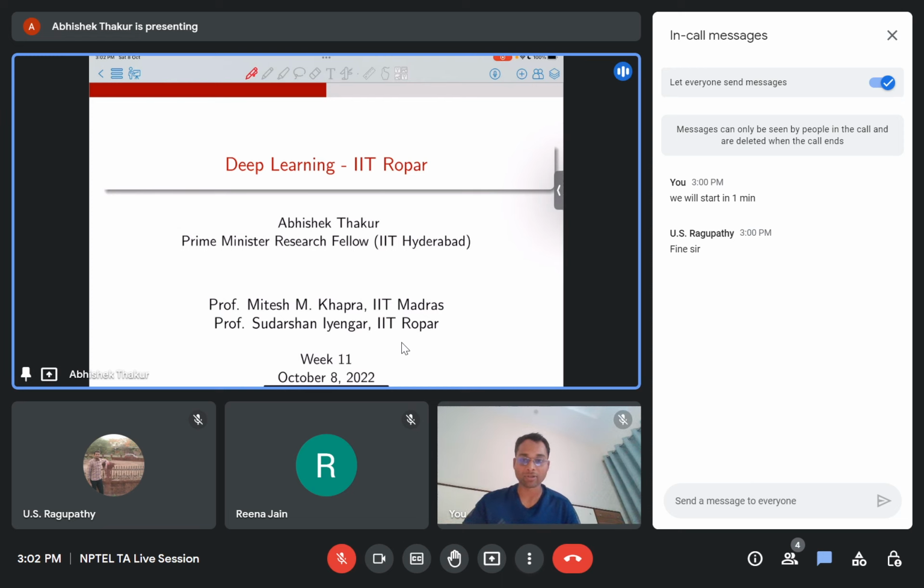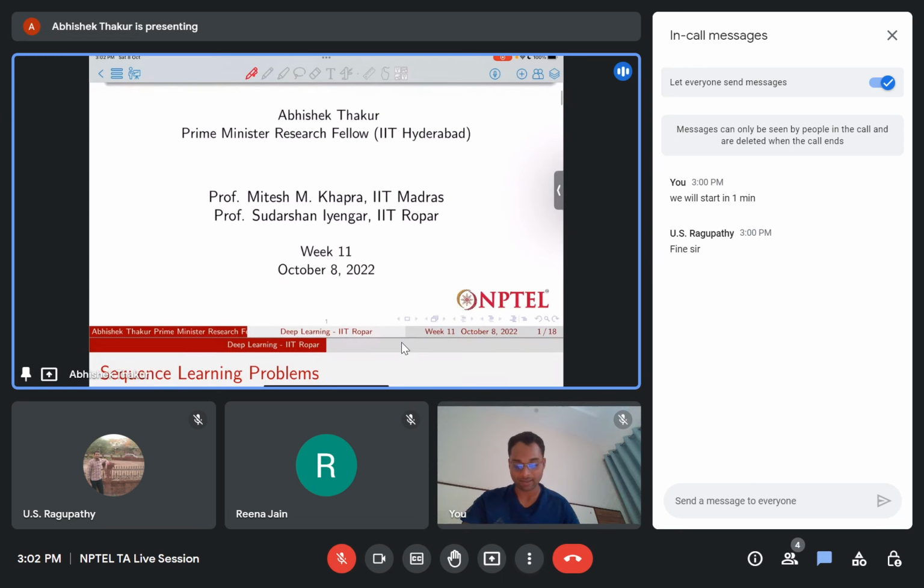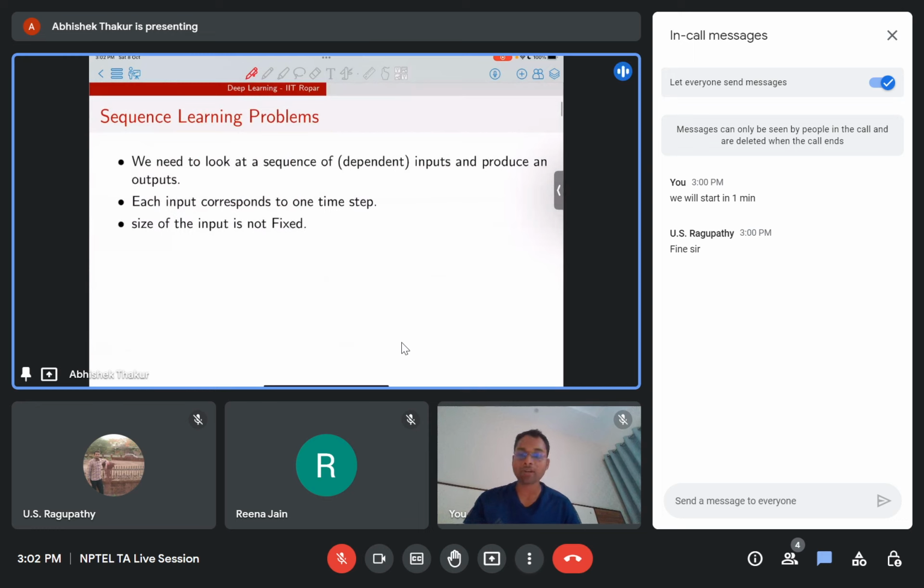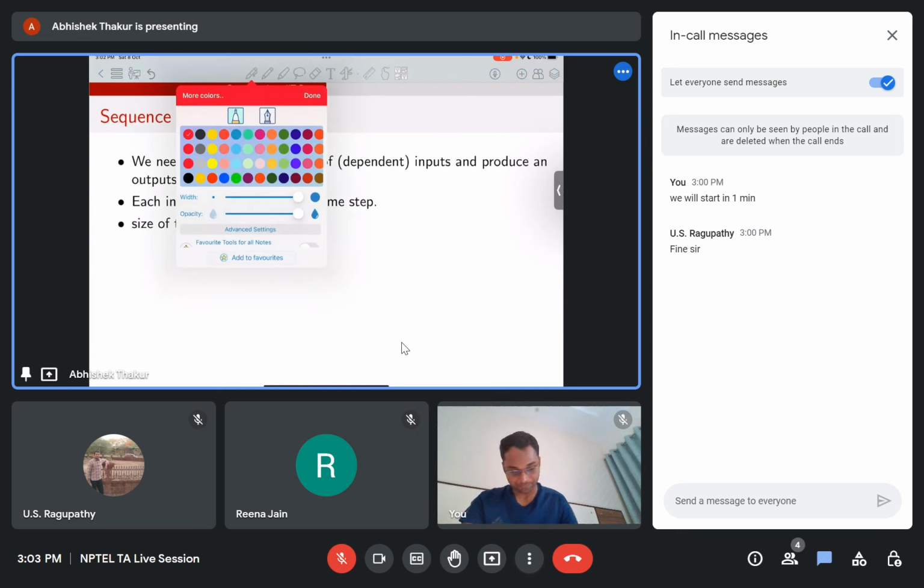So we'll discuss questions on sequential learning and RNN today. First of all, in sequential learning, the main thing we should keep in mind is that the input is dependent on the previous input. In CNNs and feed forward neural networks, each input was independent. If we give an apple as input, it predicts apple. If the next input is an image of a car, there is no relation between the image of the apple and the car.